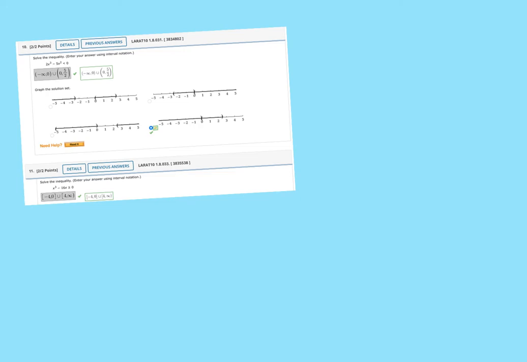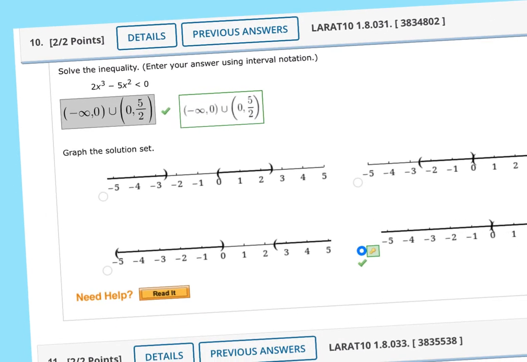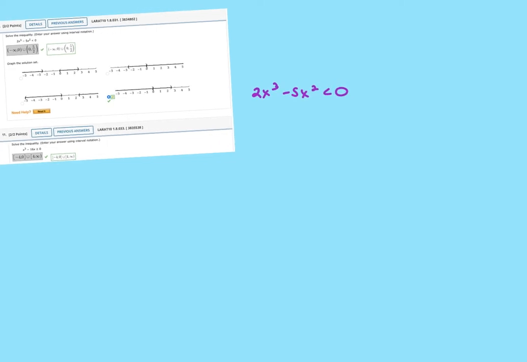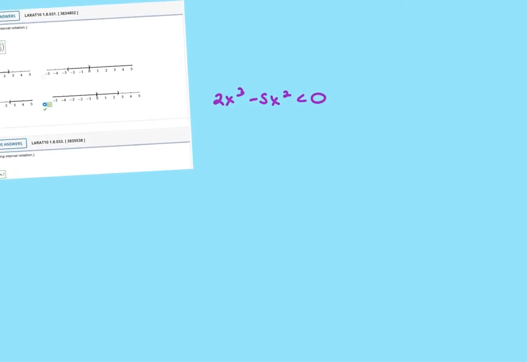All right, so number 10 says solve the inequality and then answer, obviously using interval notation. So you've got 2x to the third minus 5x squared is less than 0. It's already got 0 isolated, so now I want to factor the left side. I can take out an x squared, and then I would get 2x minus 5 left over.